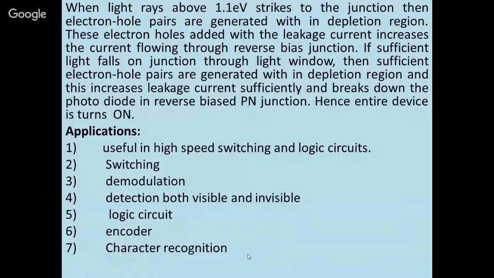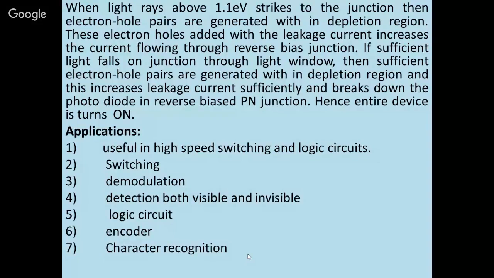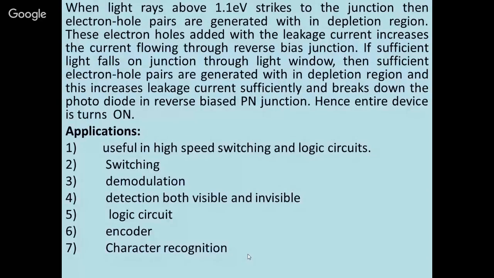The third one is demodulation. Modulation means mixing of signals with a high carrier frequency, whereas in demodulation, the separation has to be done. So there we use this photodiode. Then detection of both visible and invisible signals: if the light ray falls on this, it starts conduction, so whether it is a dark or light day, we can detect visible and invisible signals or light rays.